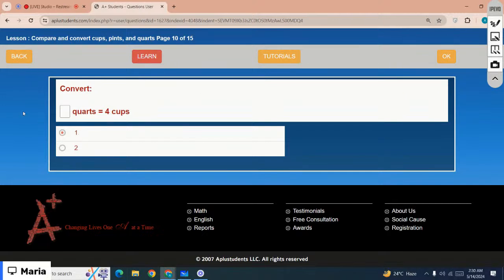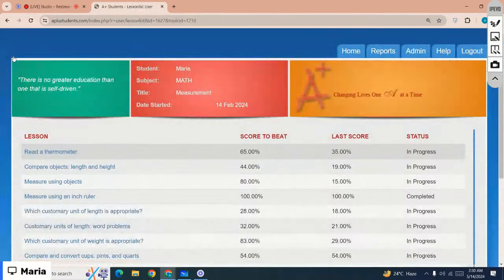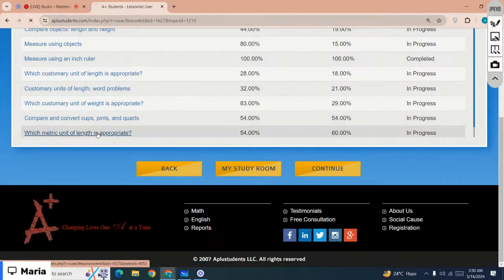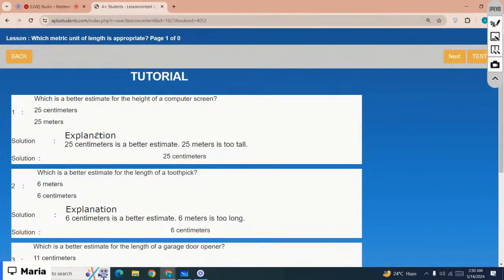Okay, you can complete the lesson by yourself today. Let me just move on to the next lesson, which is which metric unit of length is appropriate. So now we're going to learn the units of length, right? Let's start with the first example: which is a better estimate for the height of a computer screen, 25 centimeters or 25 meters?